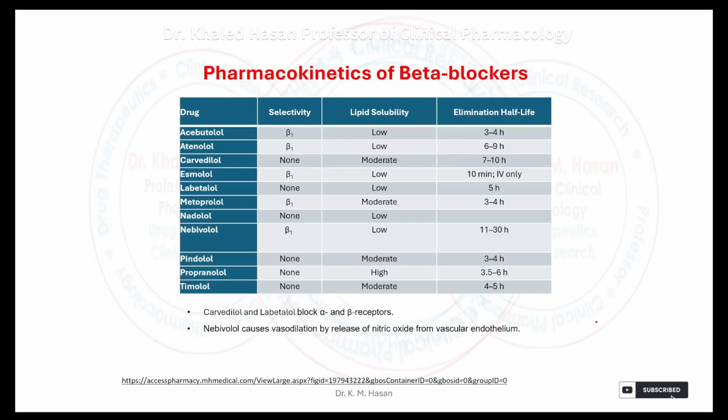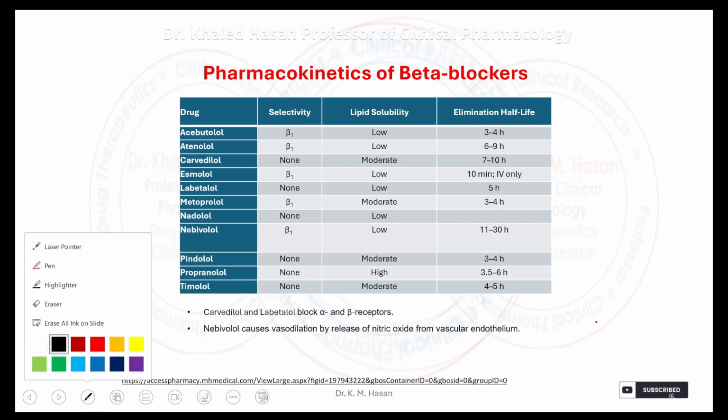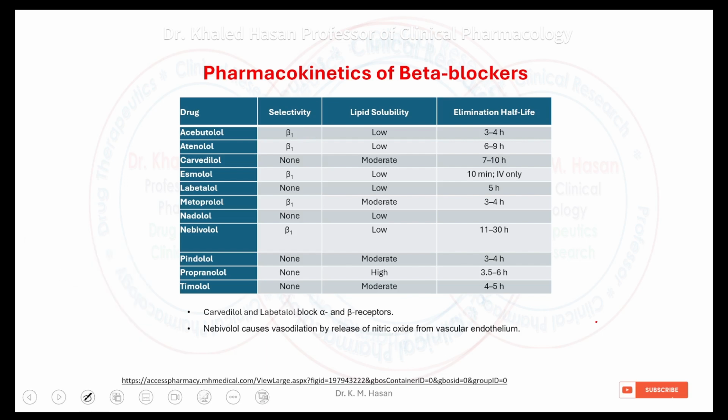Okay, this is a very important table for the pharmacokinetics of beta blockers. As you can see here, we have a list of medications. Some of these medications work on beta 1 receptor, the selective ones, such as acebutolol, atenolol, esmolol, metoprolol, nebivolol. Another group of beta blockers is considered non-selective, blocking beta 1 and beta 2. We have carvedilol, labetalol, nadolol, bendilol, propranolol, and timolol.